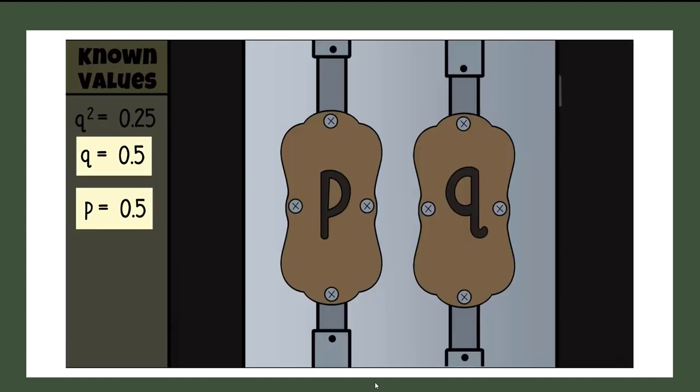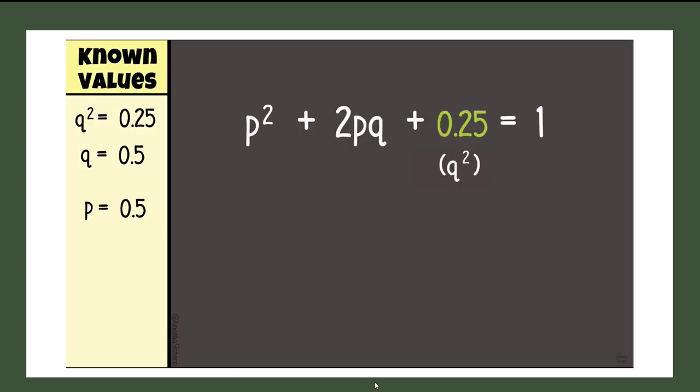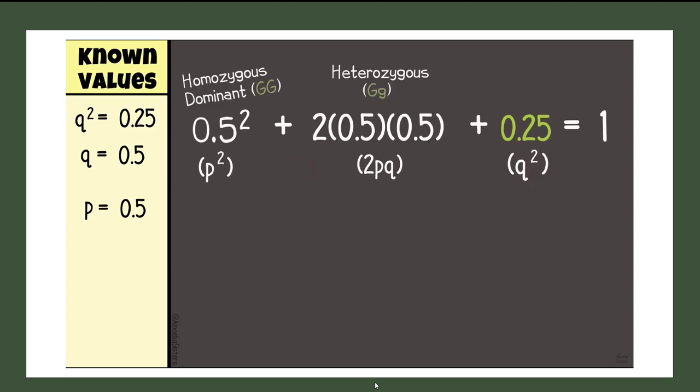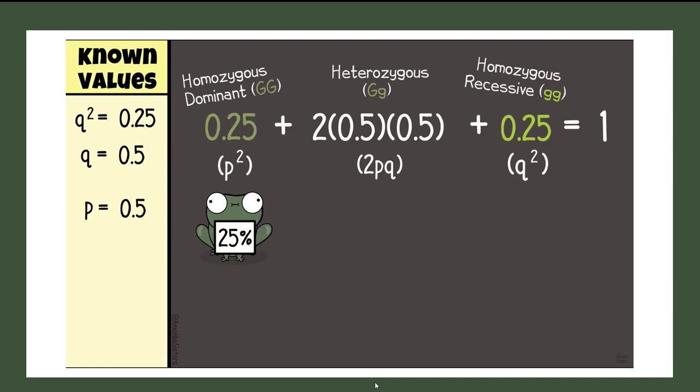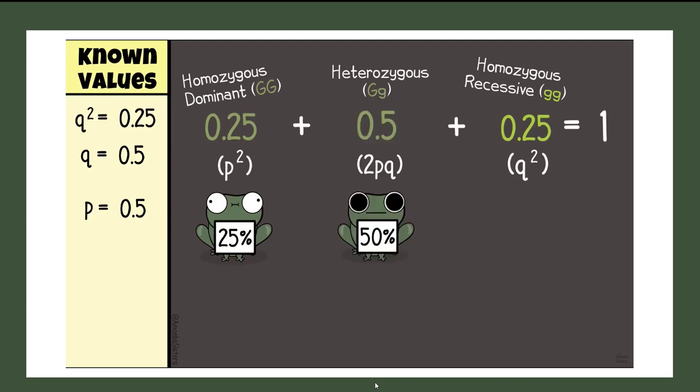Now I have p, and I have q, and I can take care of everything else. I can use the second equation to determine the homozygous dominant frequency, the heterozygous frequency, and I already knew the homozygous recessive frequency from the beginning. Plugging those in, p squared equals 0.25 for the genotype frequency big G, big G. 2pq equals 0.5 for the genotype frequency big G, little g. q squared equals 0.25 for the genotype frequency little g, little g.